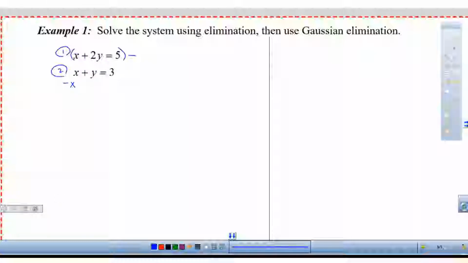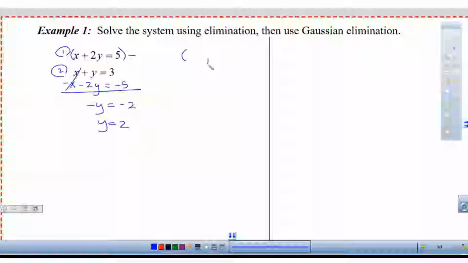So equation 1 would then be negative x minus 2y equals negative 5. Then the x and the negative x cancel. 1y minus 2y is negative 1y. 3 minus 5 is a negative 2. Divide by negative 1 and you get y equals 2.